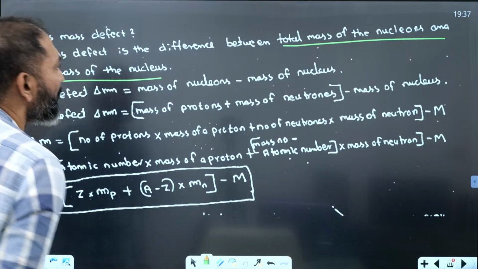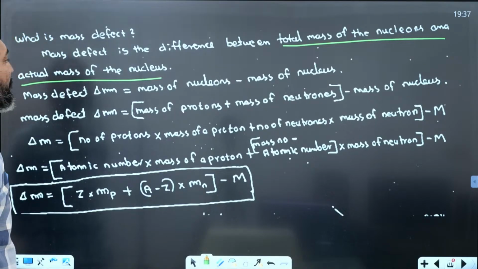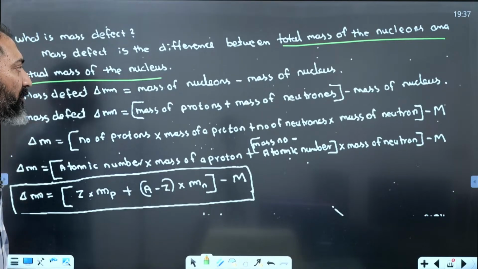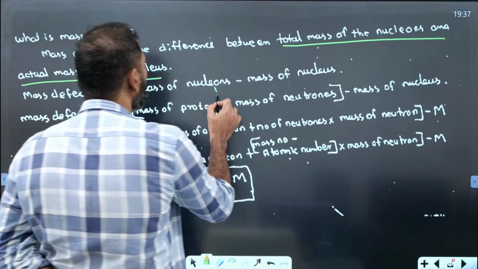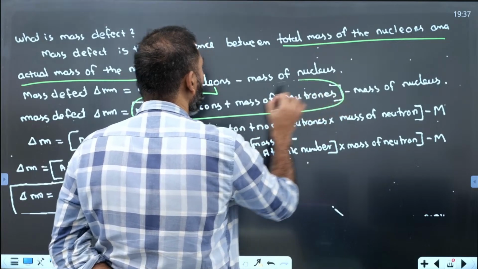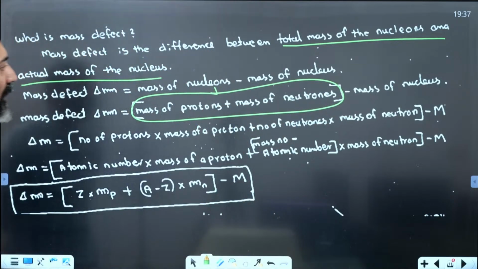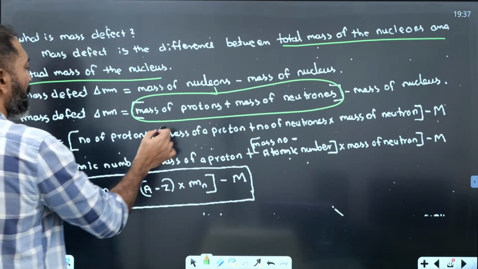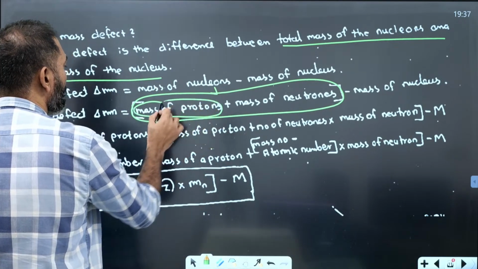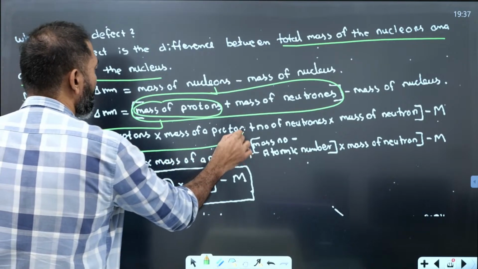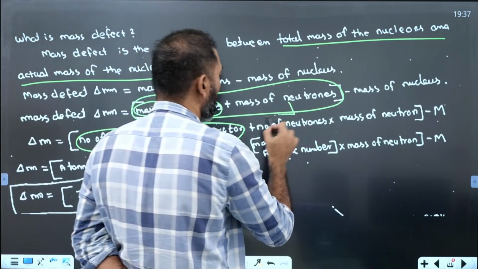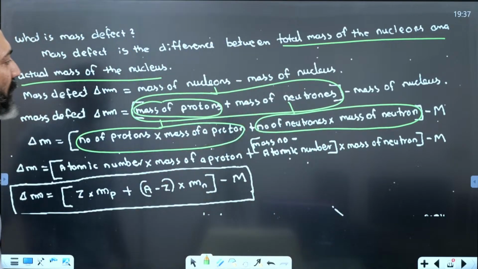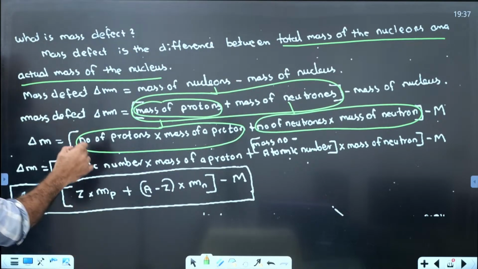So this difference in mass is called what? Mass defect. Mass defect is denoted by delta M, equal to mass of nucleons minus mass of nucleus. What is the mass of nucleons? Mass of protons plus mass of neutrons, minus mass of the nucleus. What is the mass of protons? Number of protons into mass of a proton. What is the mass of neutrons? Number of neutrons into mass of a neutron, minus capital M, which is the mass of the nucleus.